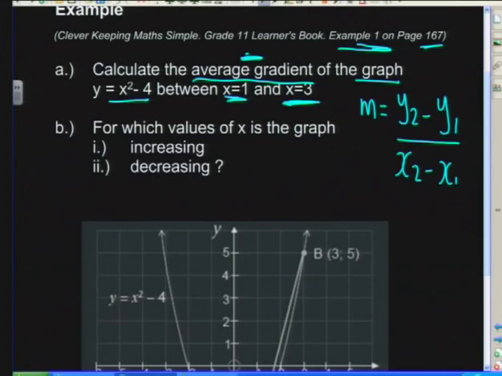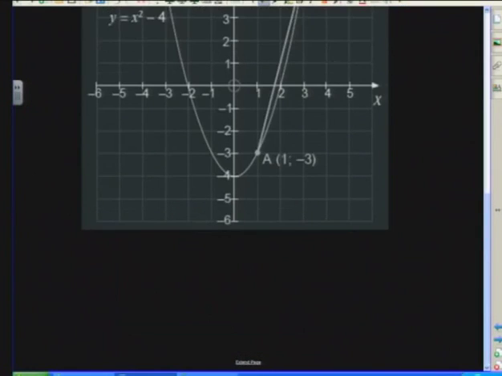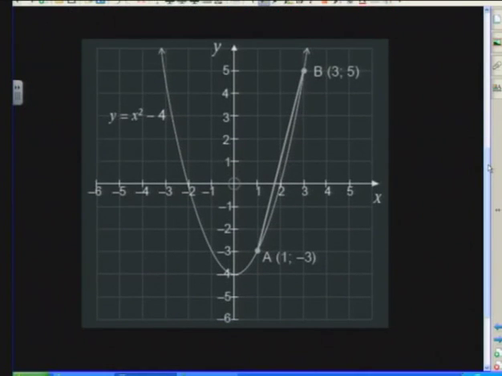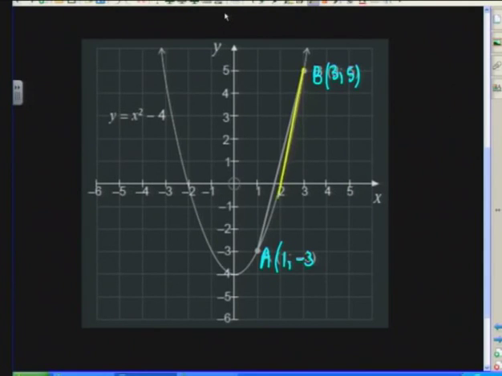Okay, so guys, I have already got this drawn for you, and I'm just going to show you what we mean on the graph. So we've got one point A, which has coordinates 1 and minus 3, and we've got the other point B, which has the coordinates 3 and 5. And you've got to find the gradient between those 2 points A and B. I'm just drawing it in so that it's a little bit clearer for you guys.